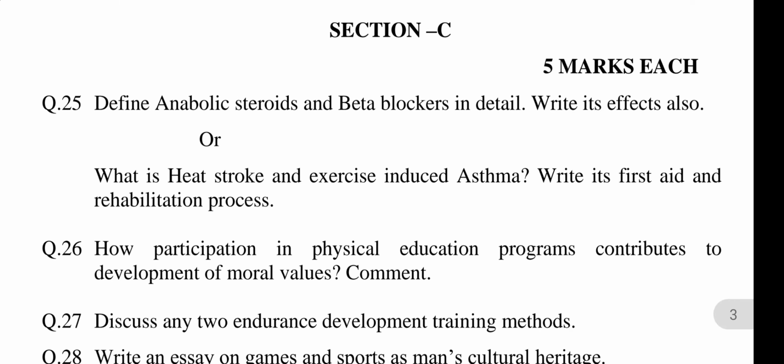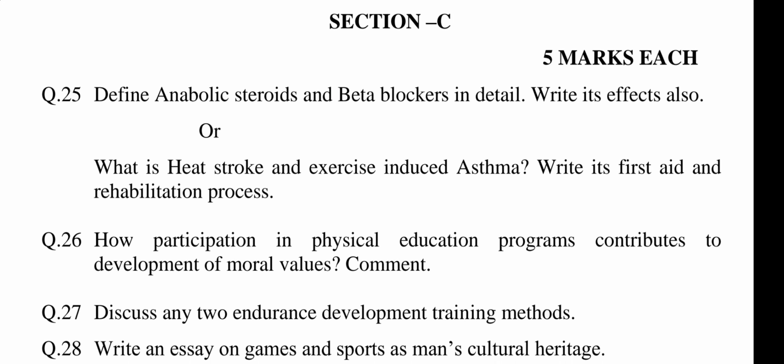Section C. Each question carries 5 marks. Question number 25. Define anabolic steroids and beta blockers in detail. Write their effects also. This question is related to chapter number 8, Sports Medicine, First Aid and Rehabilitation.